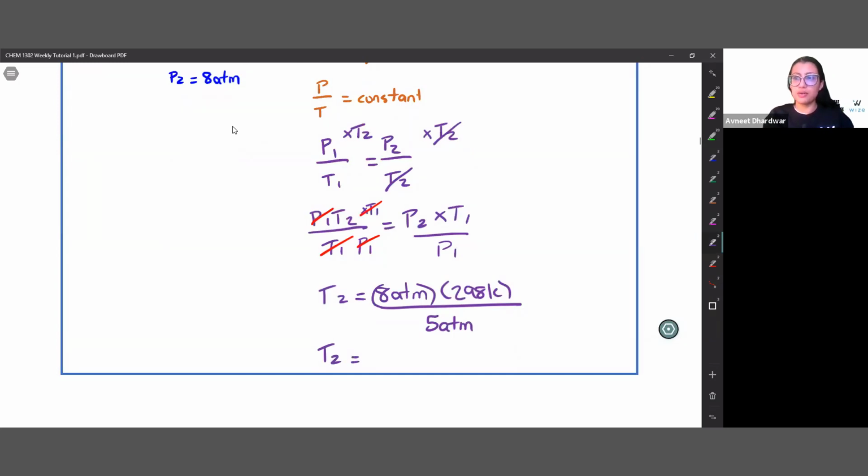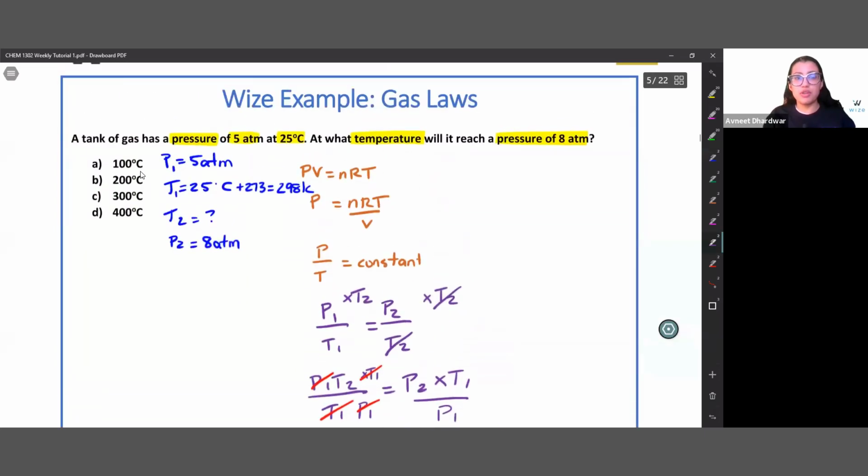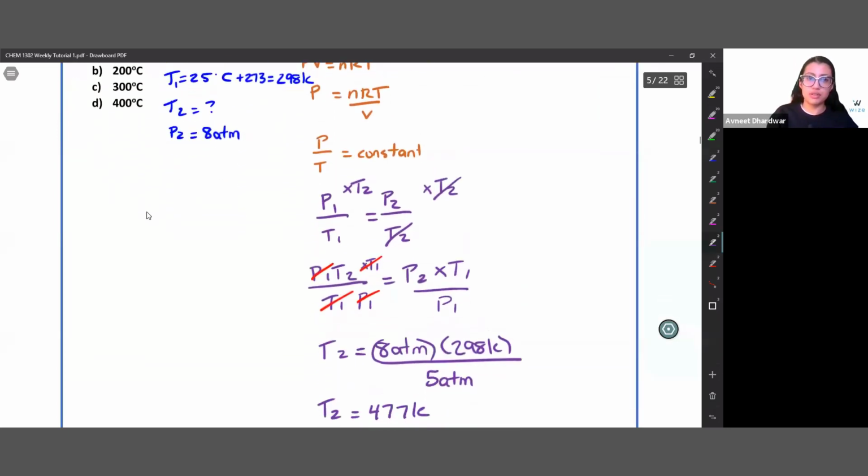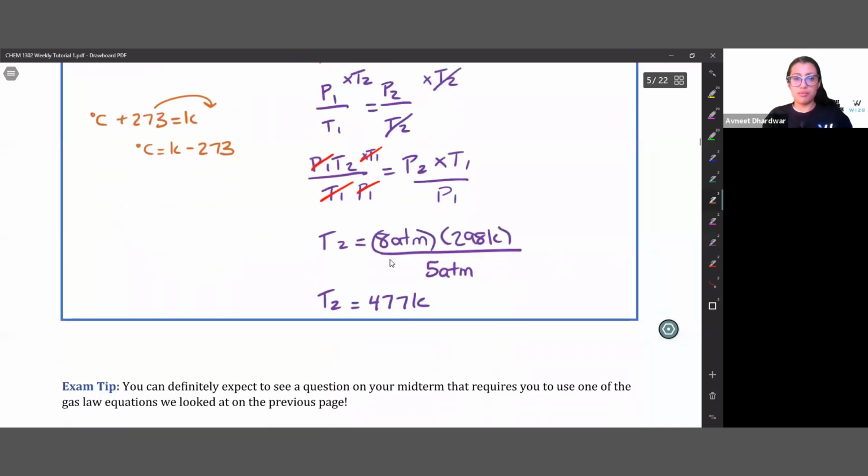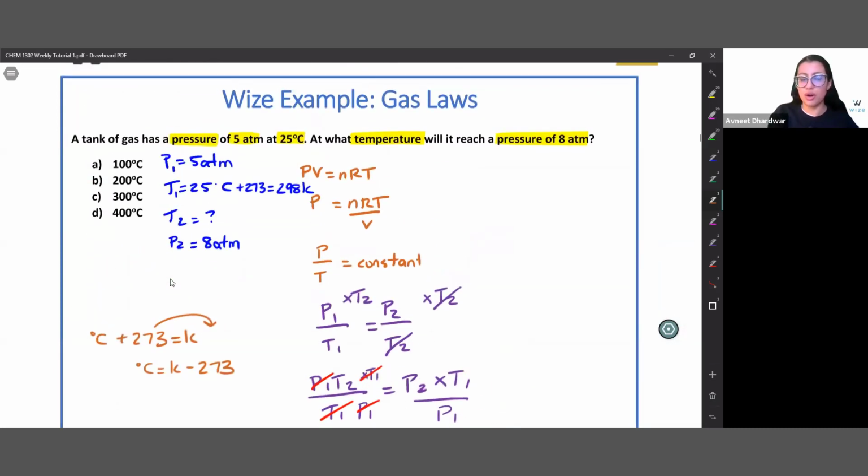Okay, and then when you plug that into your calculator, you're going to get 477 Kelvin. But then when you look at the options, they're all in degrees Celsius. So we're going to have to convert to degrees Celsius. So remember that if you have a temperature in degrees Celsius, you add 273 to get Kelvin. So if you have a temperature in Kelvin and you want degrees Celsius, we're just going to move this over. So we change its side and we change its sign. So the temperature in degrees Celsius is Kelvin minus 273. So if I take 477 and subtract 273, you get around 204 degrees Celsius. And so here the closest option was B, 200 degrees Celsius.